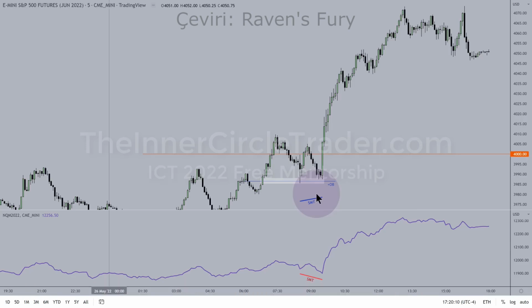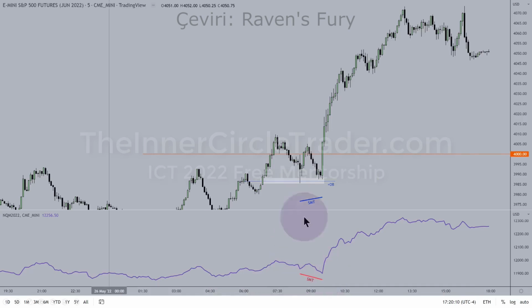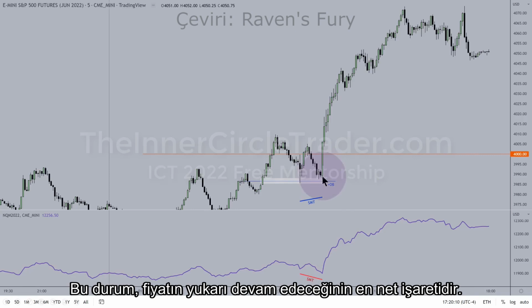And there you go. So if you look at the relationship of that fair value gap, dropping back down in a higher low than that of 8:30, versus the lower low made in NASDAQ, this is a stop out. This is accumulation of longs. This is going to be the telltale sign that it's going to go higher.